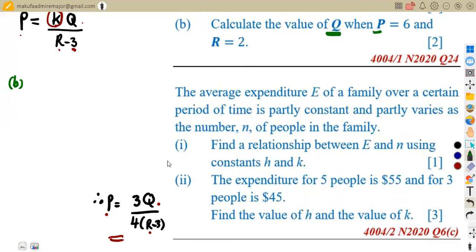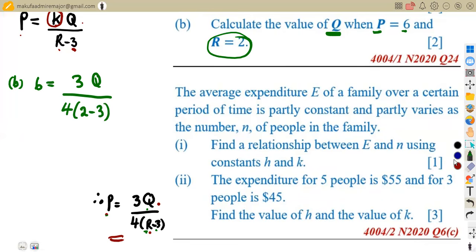We are given P. So in place of P, we are given that P is 6. So 6 is equal to 3Q. That is, remember, we are supposed to calculate Q. So it's going to be 3Q over 4 into R minus 3. We have the value of R in this case, which is 2. So it's going to be 2 minus 3. So that is the whole idea. You substitute into the formula that you have already calculated for P, Q, and R. Then from there, we can calculate Q. It's a normal equation now.